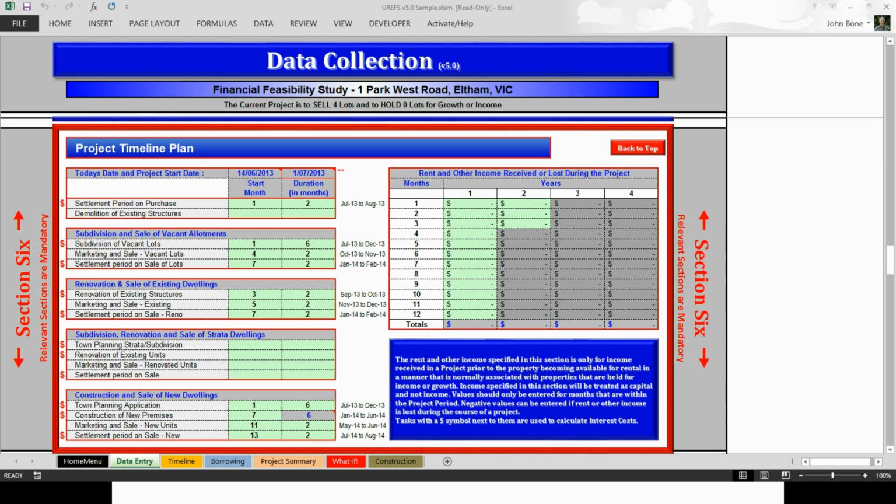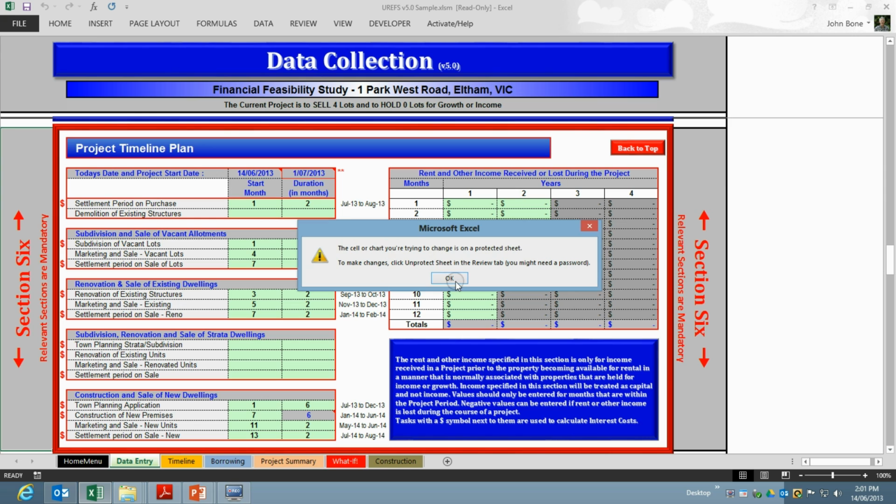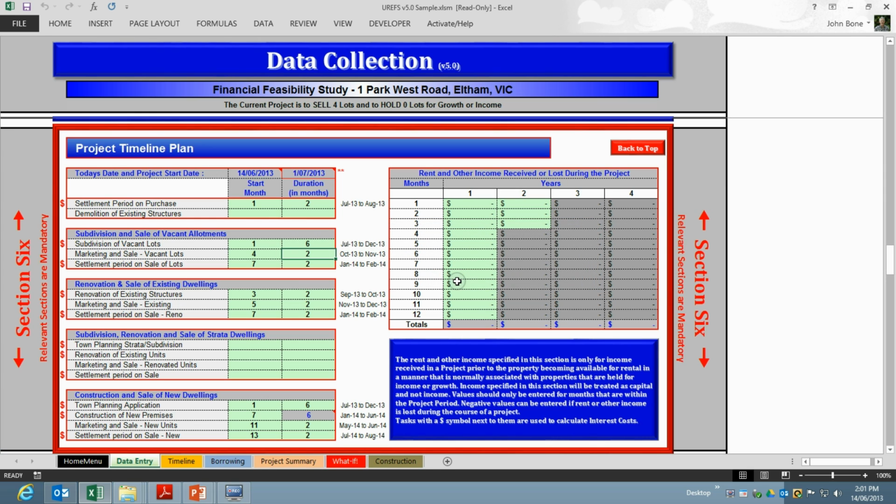The marketing of the properties would probably overlap the subdivision process, so therefore we would start the marketing campaign well and truly before the subdivision process is complete, and we would estimate that the marketing campaign would take 3 months. The settlement period would have to follow the subdivision process, and therefore, as we notice here, with the start month of 1, and duration of 6 months, the settlement period on the sale could not start any earlier than month 7, and the duration on settlement is entered as 2 months.